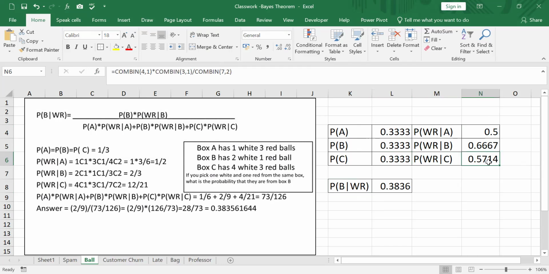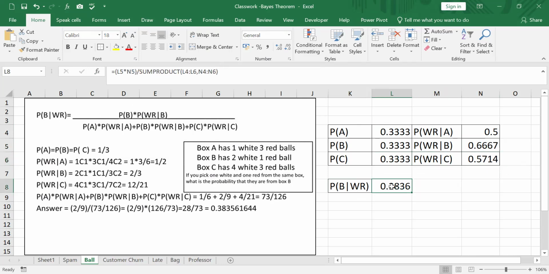And the formula for that is sum product. So, P of B, WRB is L5 into M5. That is what is given here. L5 into N5. That is what is given here, divided by the sum product of this column with this column. That is nothing but this multiplied by this plus this multiplied by this, plus this multiplied by this, which is the sum product.